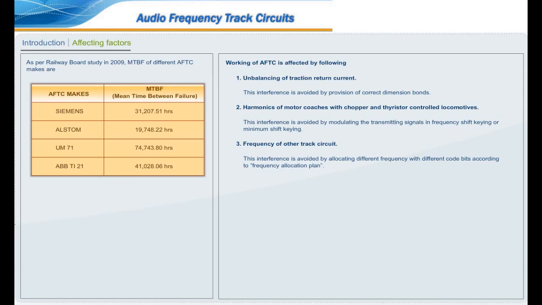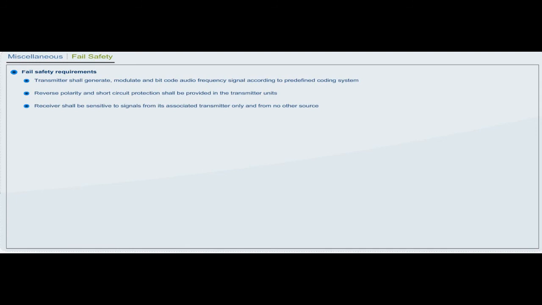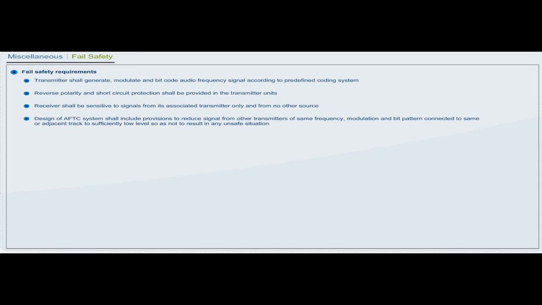Fail safety requirements. Transmitter shall generate, modulate and bit code audio frequency signal according to predefined coding system. Reverse polarity and short circuit protection shall be provided in the transmitter units. Receiver shall be sensitive to signals from its associated transmitter only and from no other source. Design of AFTC system shall include provisions to reduce signal from other transmitters of same frequency, modulation and bit pattern connected to same or adjacent track to sufficiently low level so as not to result in any unsafe situation.